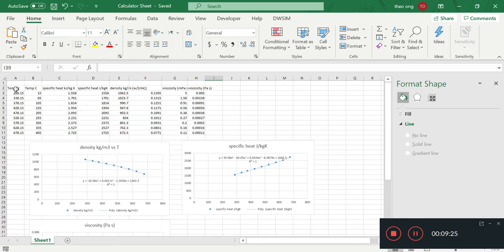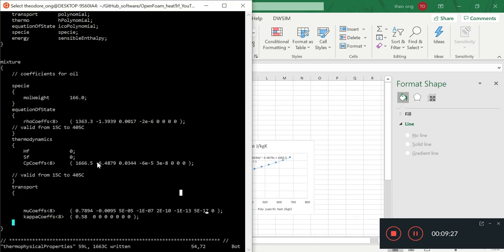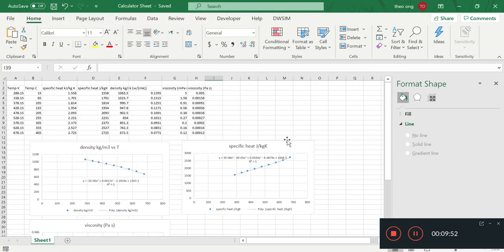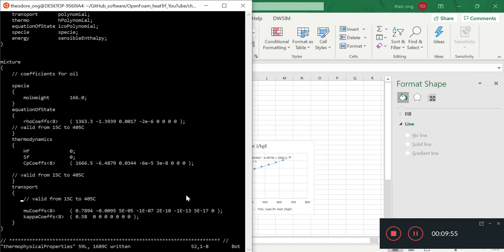Now last one. All right, better write this down first. Okay. Valid from 15C to 405C. That's where the data is. And of course, this is a curve fit. It's the best curve fit we can get using Excel. Of course, if you have other software, other methods, feel free to use it. But this is a very convenient way to do it, given experimental data put in a table form.